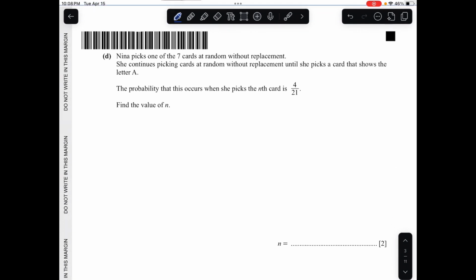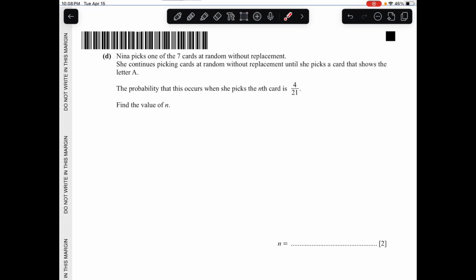In the same question, part D, Nina picks one card of the 7 cards at random without replacement. She continues to pick cards without replacement until she picks a card that shows the letter A. The probability that this occurs when she picks the nth card is 4 out of 21. Find the value of n.